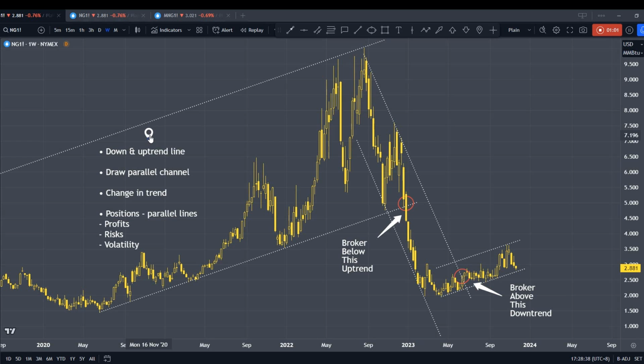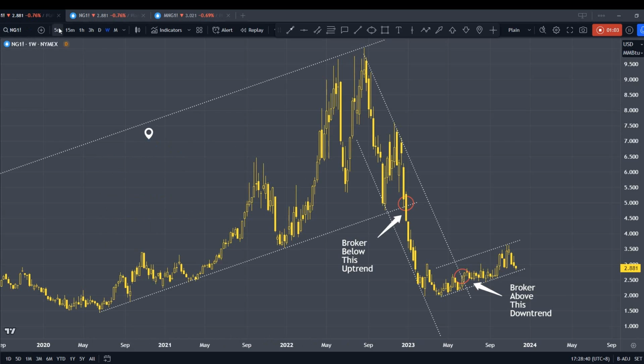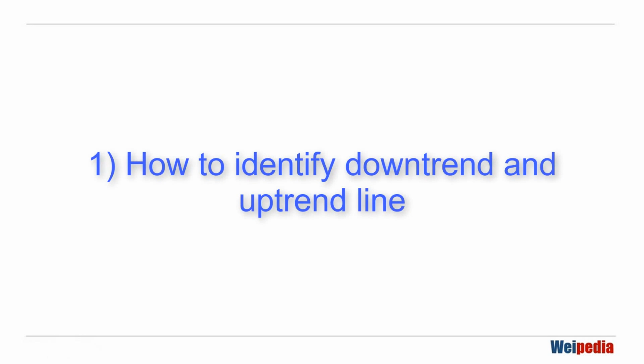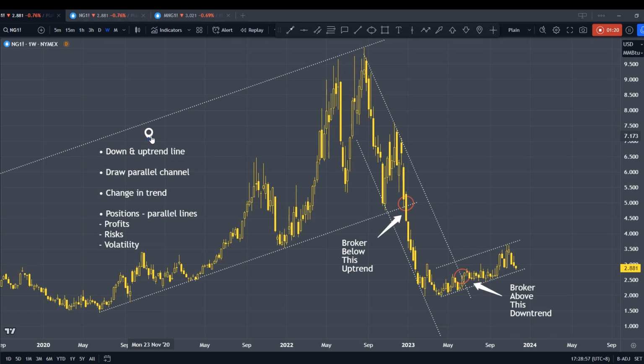And in today's tutorial, I'll be using natural gas for a case study, and definitely you can use the same principles and apply the techniques that we're going to share later to other markets. Let's get started with how to draw a simple uptrend and downtrend line.